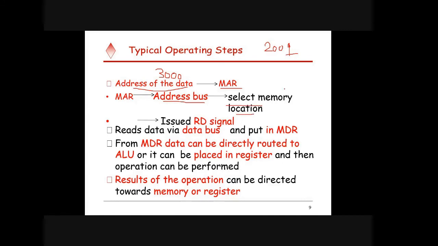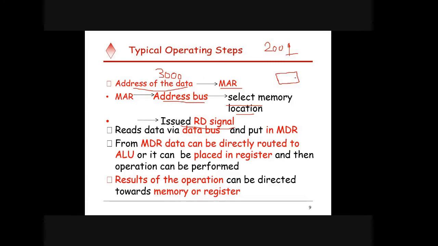After that, the memory unit understands that 3000 is the address. But the memory unit doesn't know what operation, whether I should write into 3000 or read from 3000. At that time the control unit will issue the read signal.